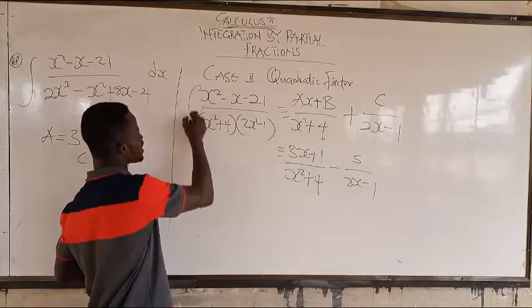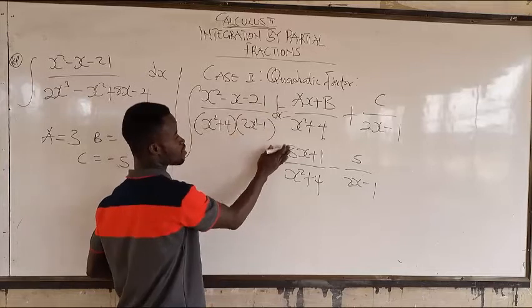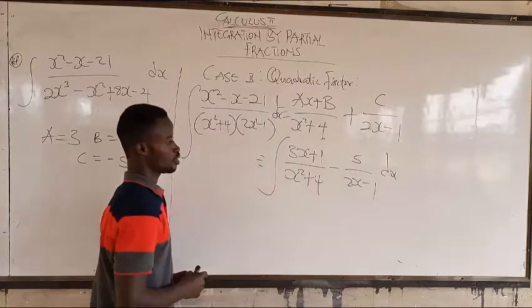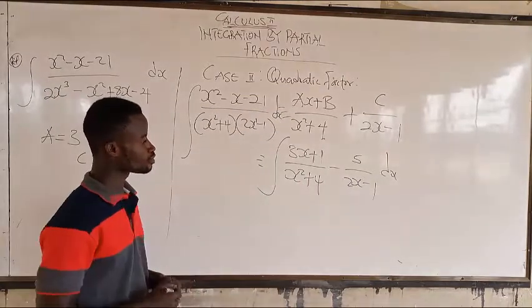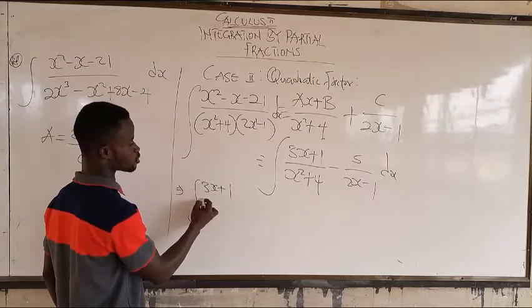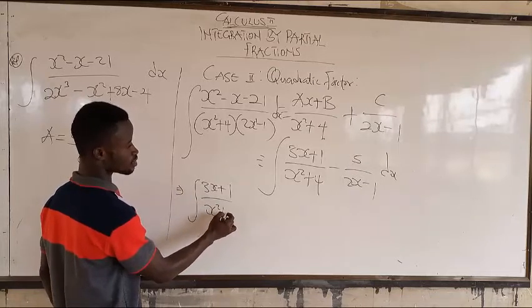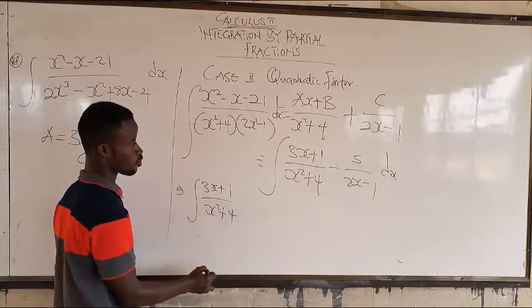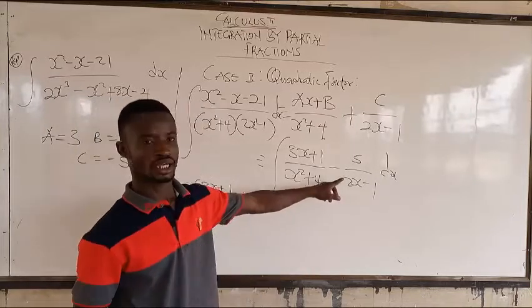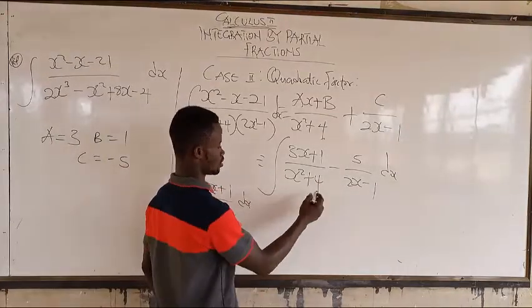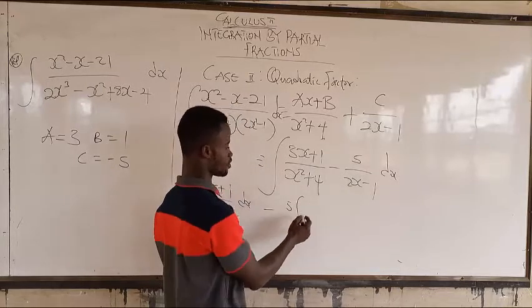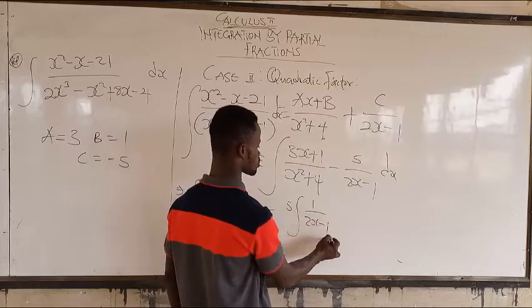Then integrating this with respect to ds is the same as integrating with respect to x. So let's make it 10 by 10. Integrating 3s plus 1 over s squared plus 4 ds, and also minus integrating this here, we can bring out the 5, 1 over 2s minus 1 ds.